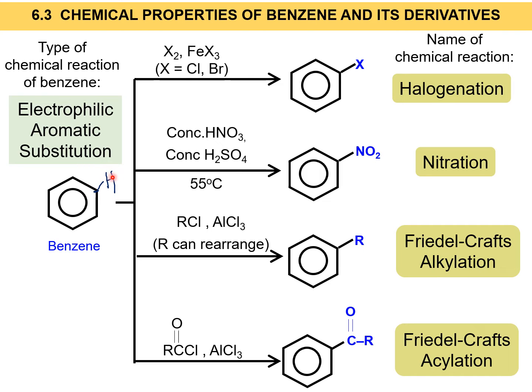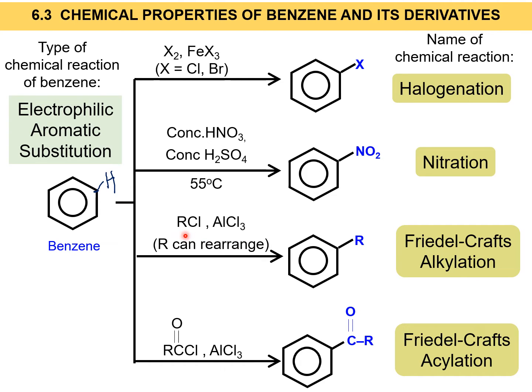just substitute H dengan NO2. Kita kena gunakan reagent concentrated HNO3, concentrated H2SO4 with condition temperature kena 55 degrees Celsius. Alright. Okay, the next one ialah Friedel-Crafts alkylation, di mana kita akan substitute hydrogen dengan alkyl group.